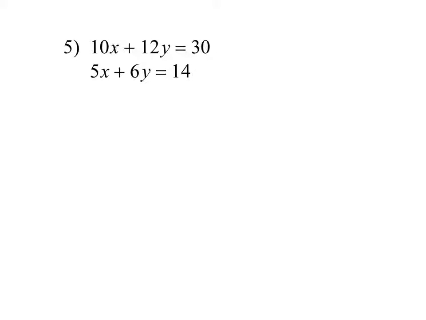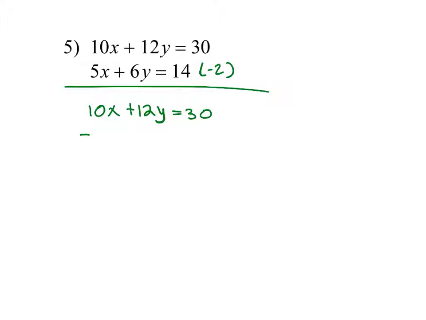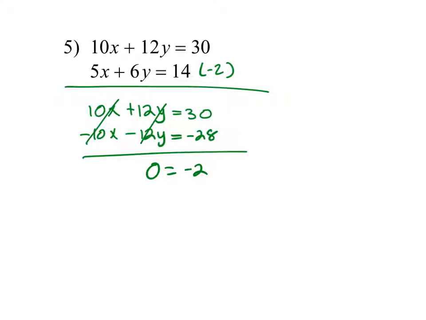The next one, I'm going to multiply the second equation times negative 2. So 10x plus 12y equals 30, and negative 10x minus 12y equals negative 28, right? When I cancel out, it's going to be 0 equals negative 2, because both of them cancel out. This is 0, this is 0, 0 plus 0 is 0. So because this equation is false, that means that we have no solution.